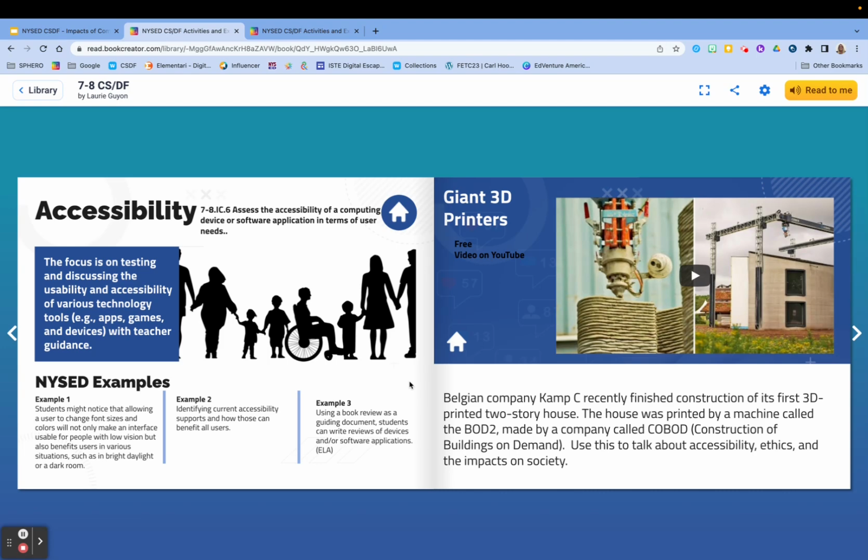For accessibility, we're talking about the ability to assess the accessibility of a computing device or software application in terms of user needs. Here, we're thinking about different technologies. So, bring in a video game system. Who could use it? Who couldn't use it? Think about the fact that sometimes we shut off the lights to help with glare on our screens. We could talk about the accessibility features on our computers to really cover this standard.